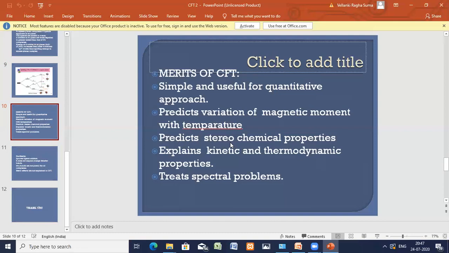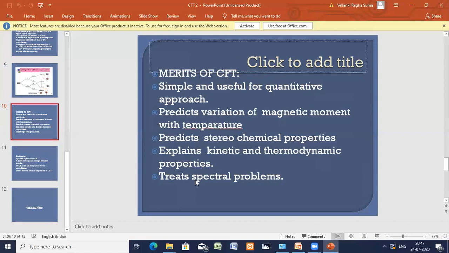How the kinetic and thermodynamic properties change with temperature, how the speed of the reactions of complex compounds changes, and what the rate of formation of a new complex is. So how this kinetics can be studied using the CFT. We are able to explain the kinetic and thermodynamic properties.